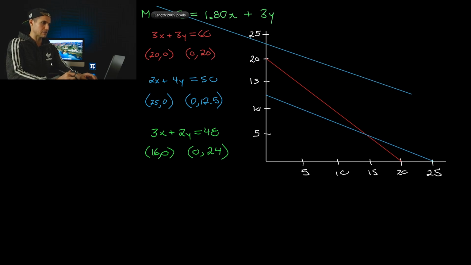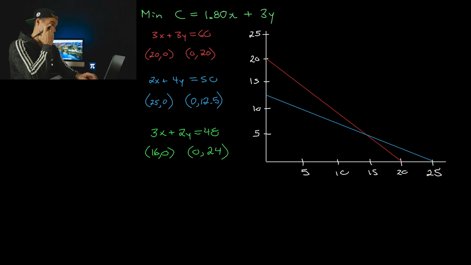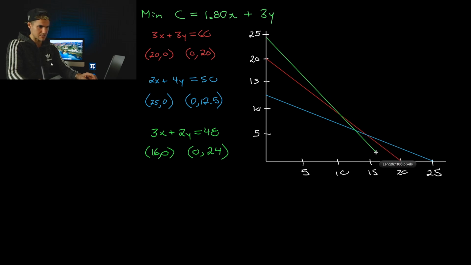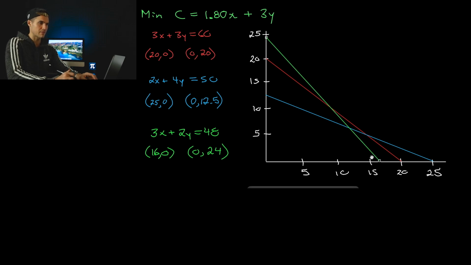And then finally, this green line, we have an x-intercept of 16 and a y-intercept of 24. So the 24 y-intercept is like up here. And then we have an x-intercept of 16. See, you see where there's a lot of points here that are very close. So this is where that to scale stuff helps.